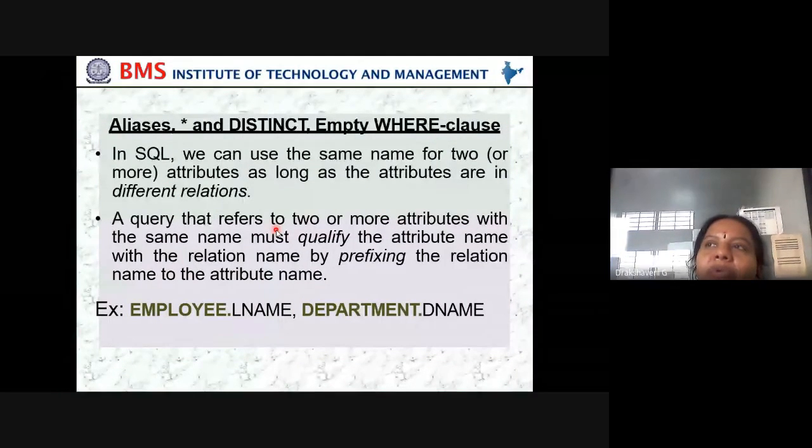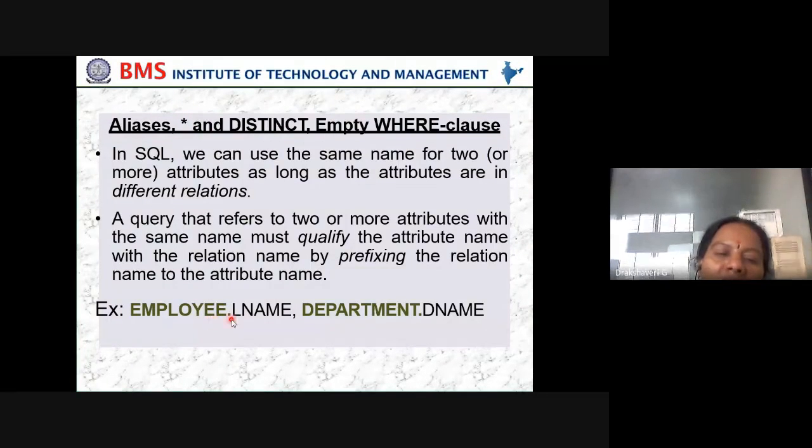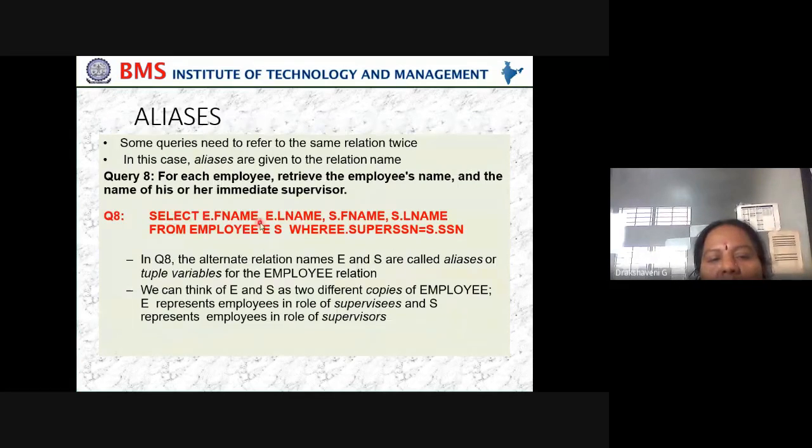In the same way, if I want to rename something or give it some other name, then we use something called an alias. We will also see what star and distinct do. Instead of writing the complete table name, like employee dot last name, department dot D name, can we make it smaller? Yes, we can. That's what is called an alias.